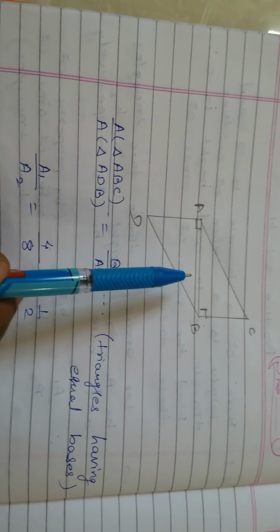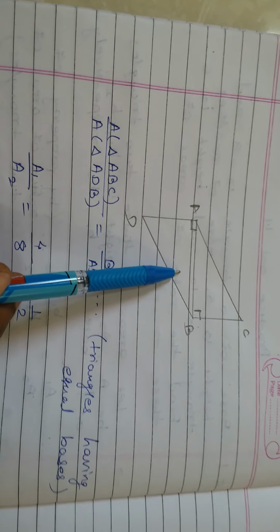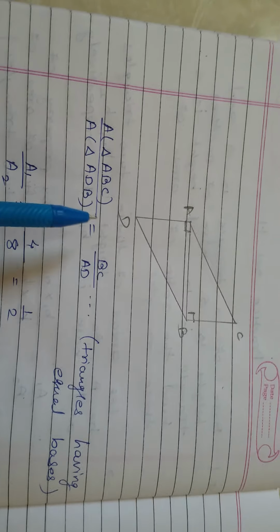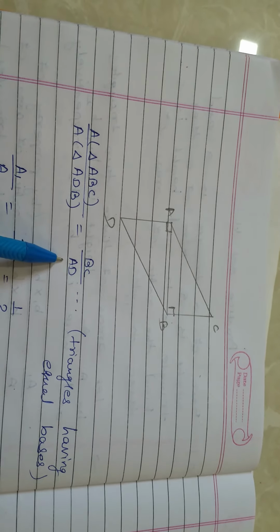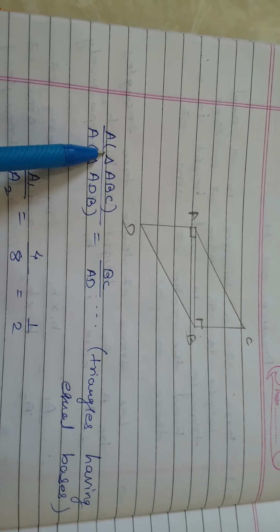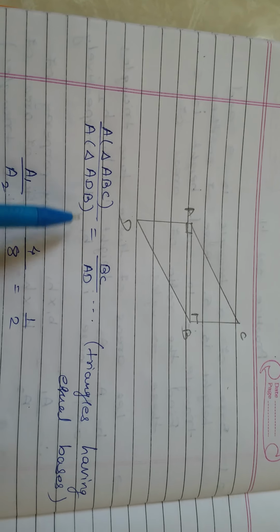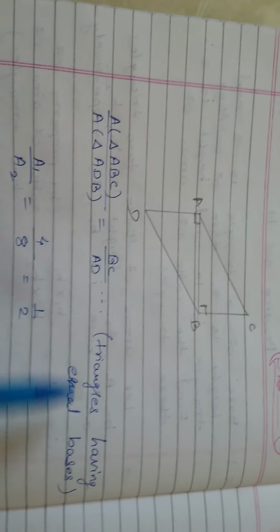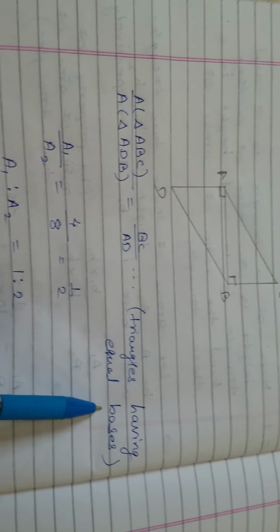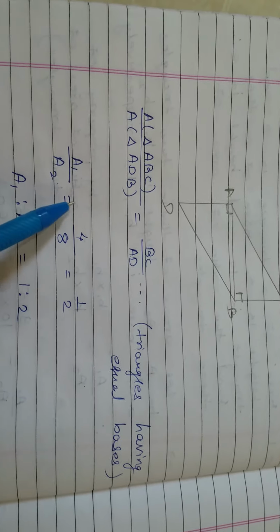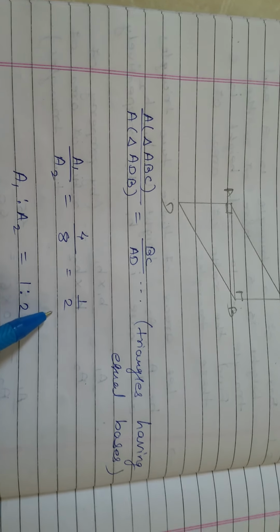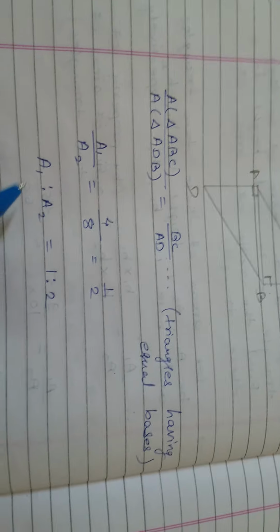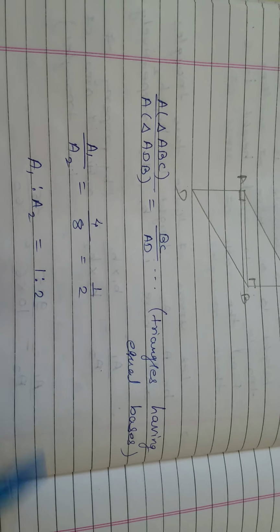Therefore since the bases are common, the ratio of areas of these triangles is equal to the ratio of the corresponding heights. Therefore area of triangle ABC upon area of triangle ADB is equal to BC upon AD, that is triangles having equal bases. After putting the values here we get A1 upon A2 is equal to 4 by 8 which is equal to 1 by 2. Hence here we get the ratio as A1 is to A2 is equal to 1 is to 2.